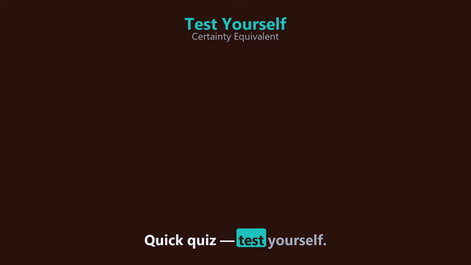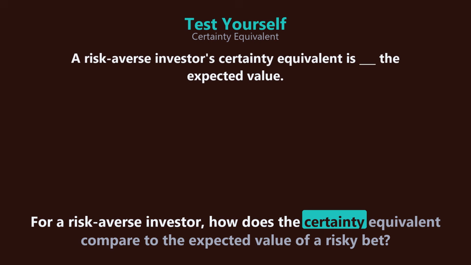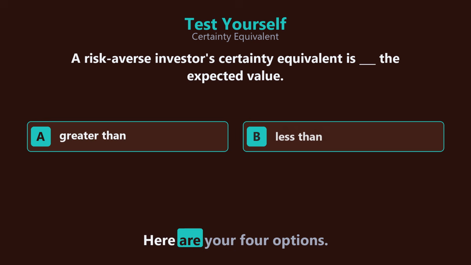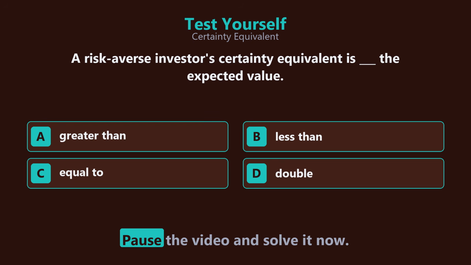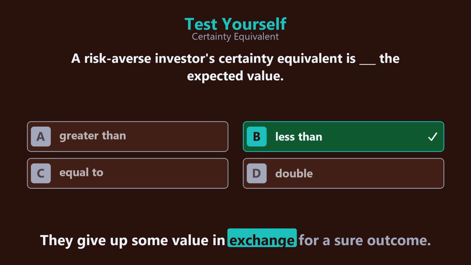Quick quiz, test yourself. For a risk-averse investor, how does the certainty equivalent compare to the expected value of a risky bet? Here are your 4 options. Pause the video and solve it now. The correct answer is B, less than the expected value. They give up some value in exchange for a sure outcome.